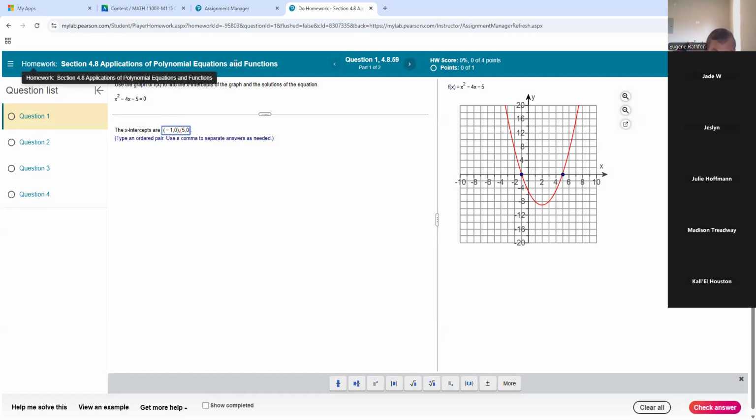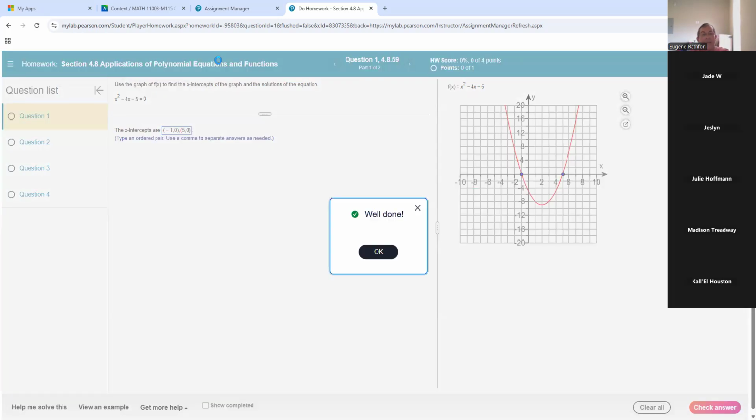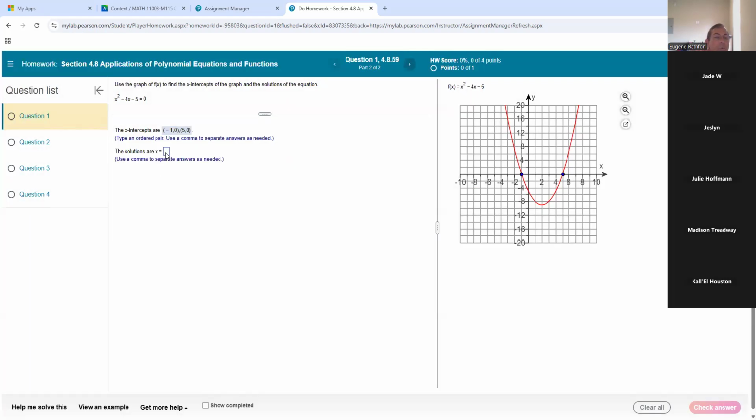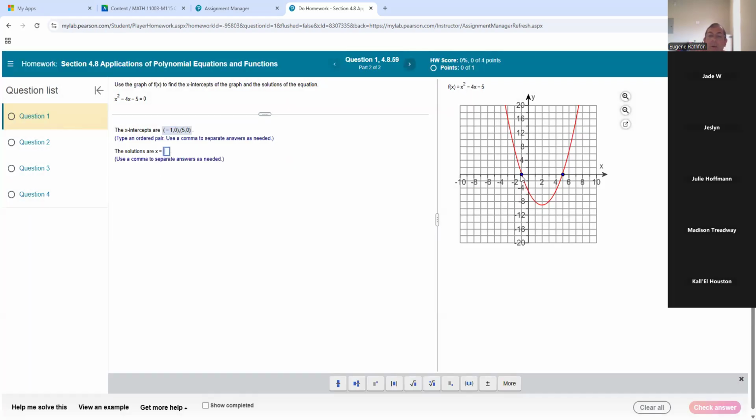So once you shut your parentheses and enter, so after you put in the two x-intercepts, you're going to hit OK. And then it wants the solutions. Well, remember, the solutions were equal to the x values of the intercepts. So that would be -1, comma, and then 5 for the second one. So they just want you to realize that you can find the solutions if you can graph them and know those x-intercepts.